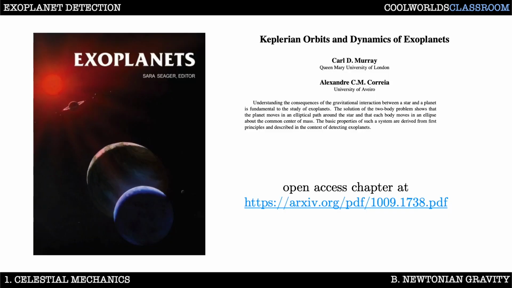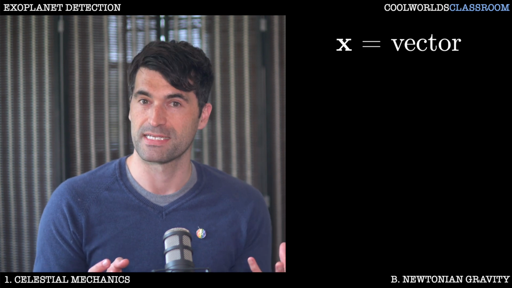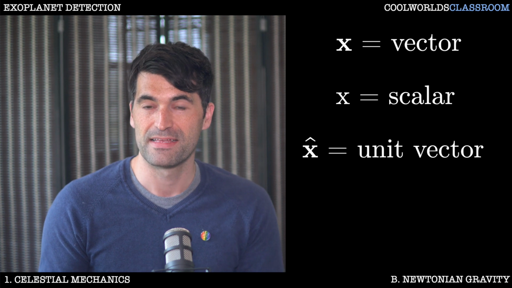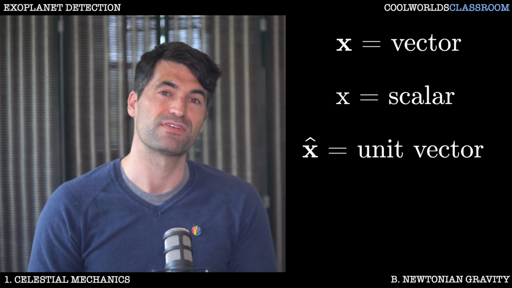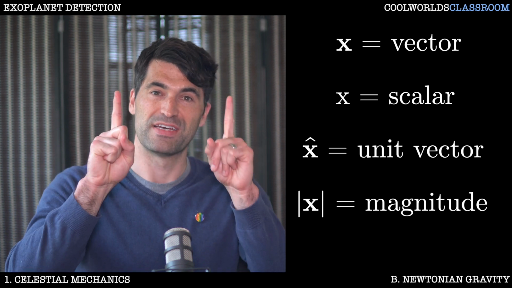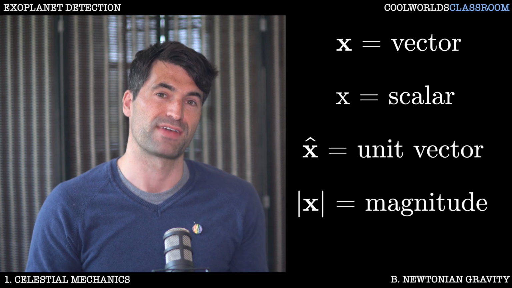For our derivation, we're going to follow the chapter by Murray and Correia, 2010, from the textbook Exoplanets, and I'll link down below for a full version. Let me just inject a brief aside on notation. Any symbols which are emboldened denote a vector, whereas any symbols which are unboldened denote a scalar. If you see a little hat on top of a vector, that means it's a unit vector, and if you ever see a vector with two modulus symbols around it, that denotes the magnitude of that vector.